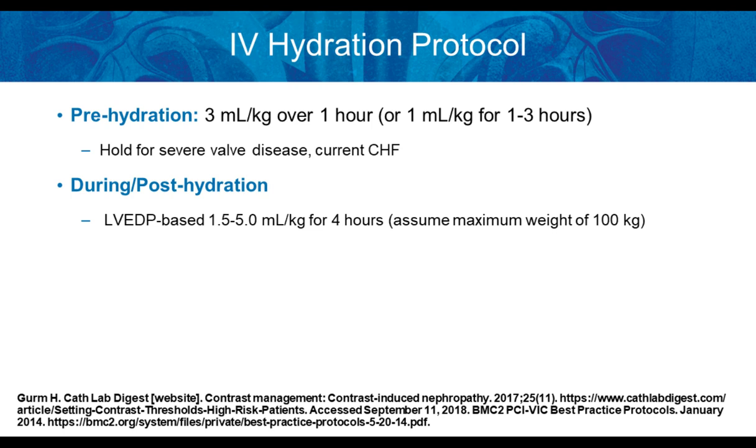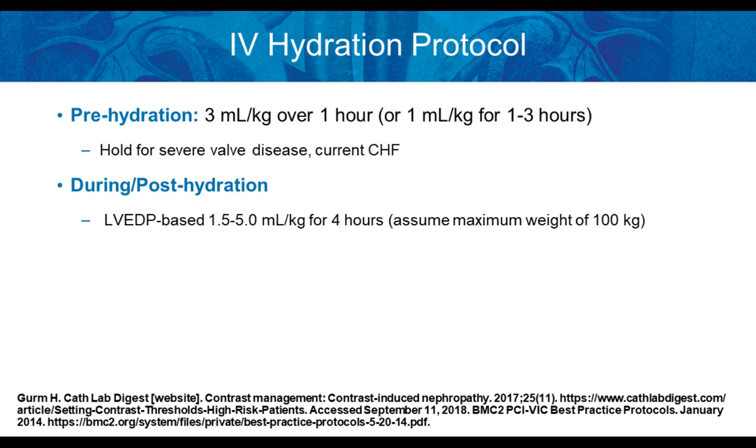For a patient that has severe valve disease or is currently in heart failure, don't give them IV fluids before they get into the lab. Because what you do is you take them to the cath lab, you measure an LV-EDP, and then you hydrate based on the LV-EDP. So the Poseidon trial, which I think is a landmark trial in hydration, clearly showed that LV-EDP-based hydration is far superior to the standard method of hydration that we were using prior to that. So a patient comes into the cath lab, you check their EDP, then based on that, they either get 1.5 or 3 ml or 5 ml per kilo for 4 hours.